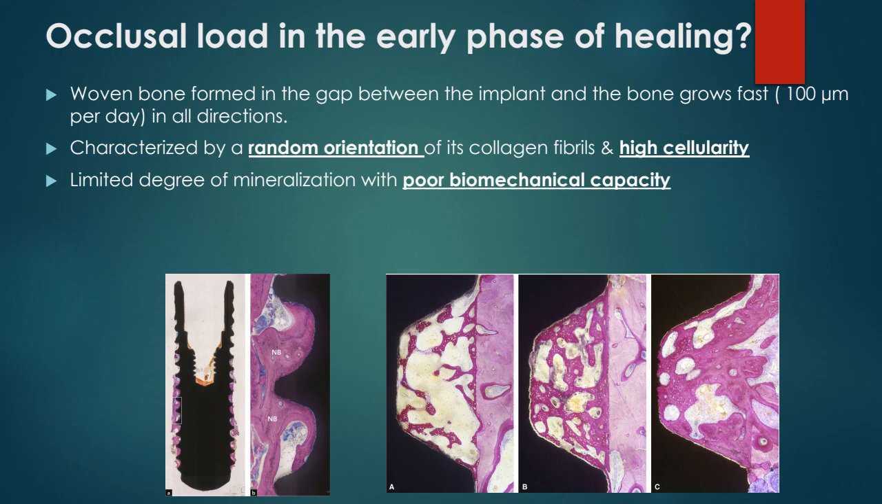Okay. What about occlusal load in the early phases of healing? Woven bone is formed in the gap between the implant and the bone. Okay, it forms in all directions. Okay, there's a limited degree of mineralization with poor biomechanical capacity. This is why we do not recommend loading within the first month. We prefer to wait until the 2nd, 3rd, and 4th month, where you have more mature bone around this implant and higher stability. Okay.